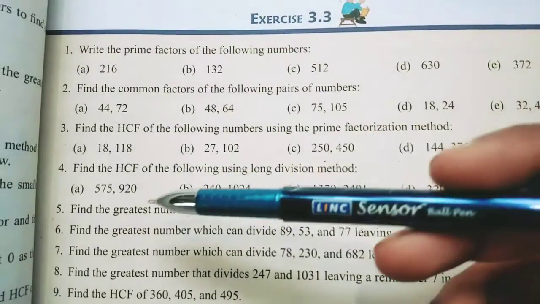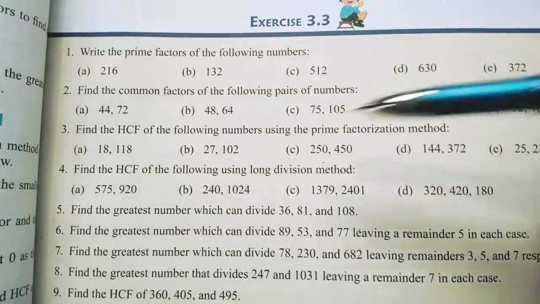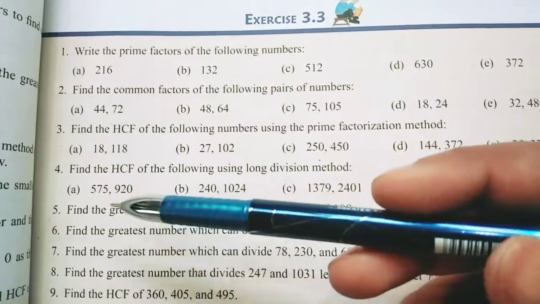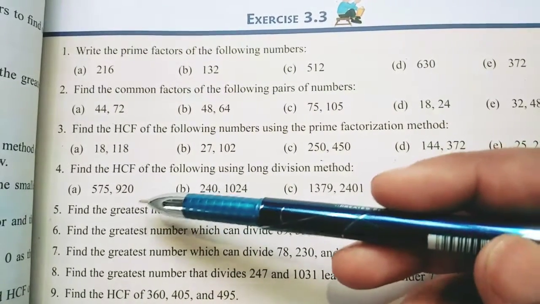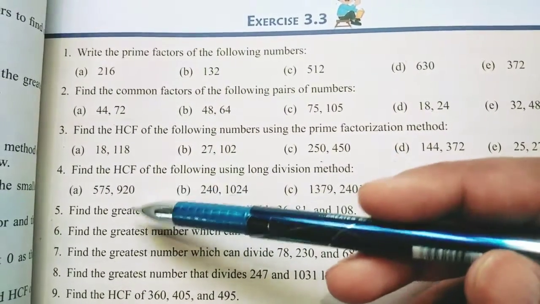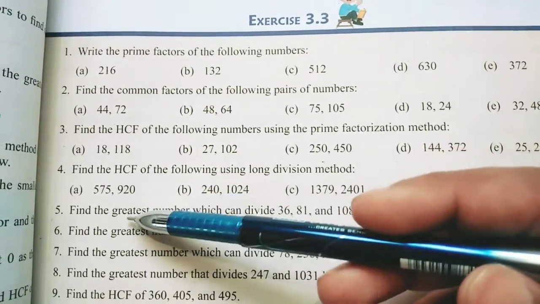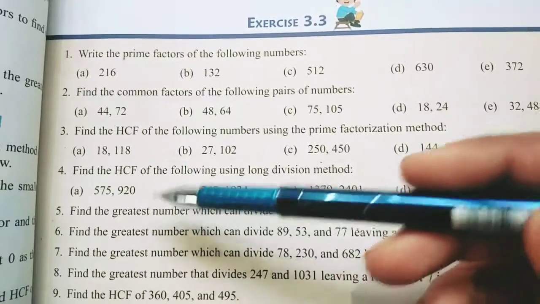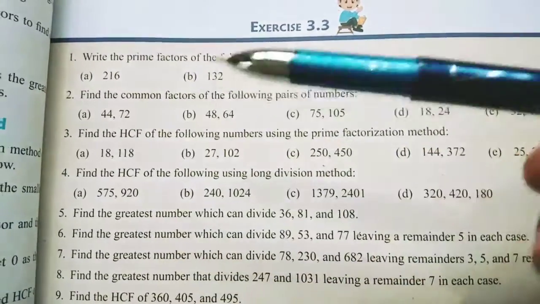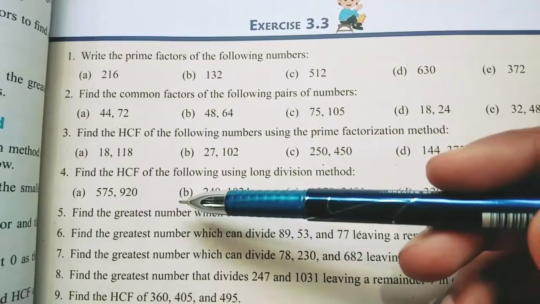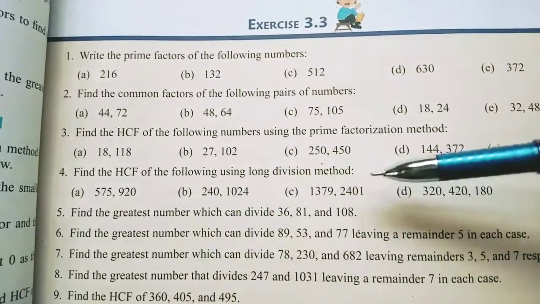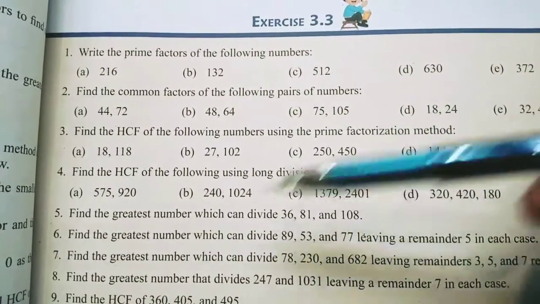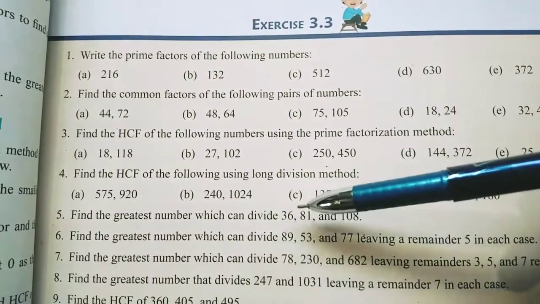Whenever you get this type of question where it is asked to find the greatest number or highest number or maximum number, all have the same meaning: greatest, highest, maximum. Whatever word can be there, whenever there is the word greatest, maximum or highest, you have to find the HCF, the highest common factor of these numbers. Understood? This is the way of solving the question. So you have to find the HCF of these three numbers.